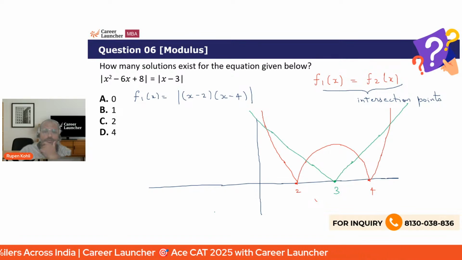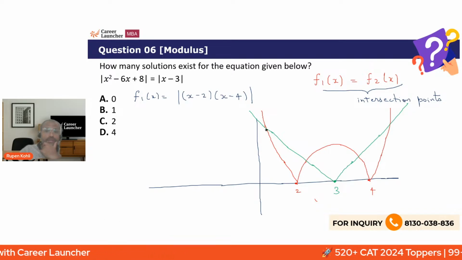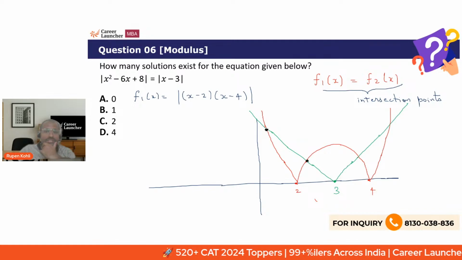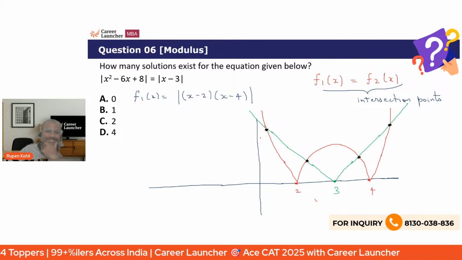So what do you see now? What do you see in terms of the points of intersection, my dear? 1, 2, 3, 4. Yes, Kunal, 4.